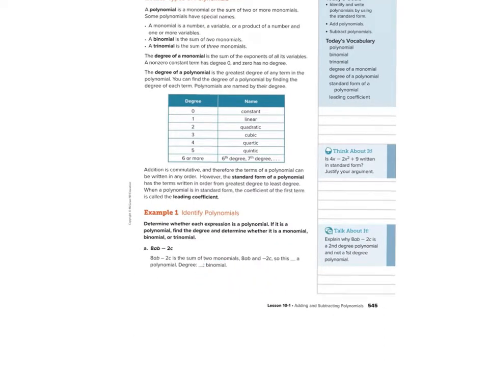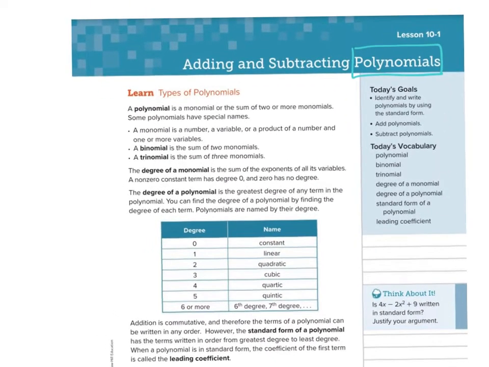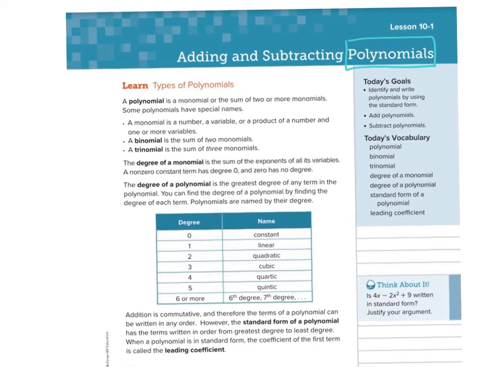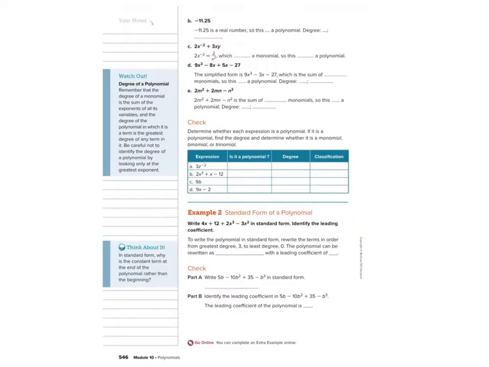Okay, so on this page, there's not a whole lot that you have to solve. The only thing you might need to know is the degree of a polynomial, which is the greatest, the biggest exponent. So we'll look at that in just a minute on how we write them. All right, so just the next page there, 546, so flip the page.